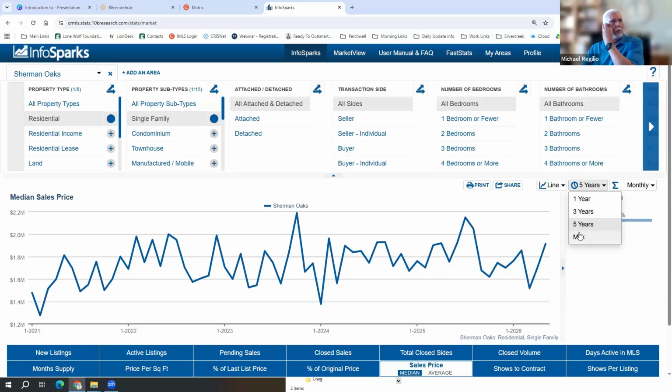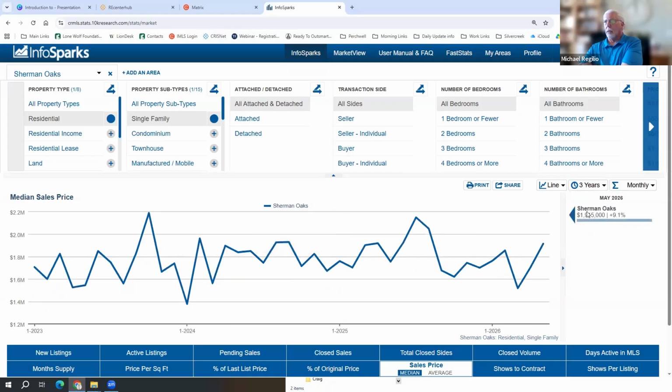Just did a Zoom with the seller, kind of going over the comparables and the market. She is an ex-dancer or an ex-performer, very, very artistic.